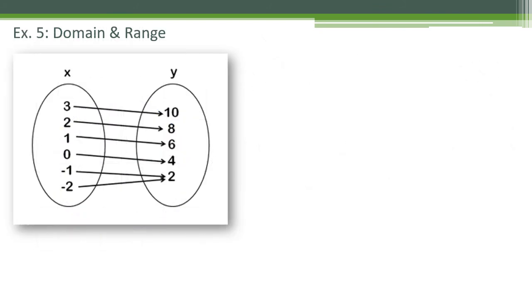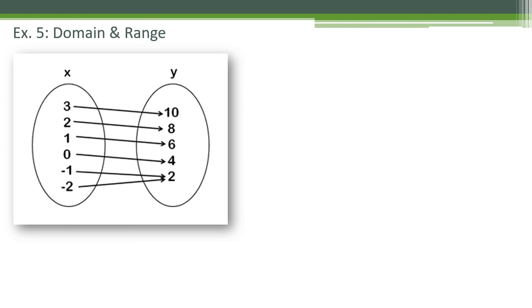Domain and range from a mapping diagram. Remember from your last lesson, this is a mapping diagram. So this just tells you the coordinates. So like 3, 10, 2, 8, 1, 6. So again, if you were to graph this, this is just graphing coordinates. You would not connect the dots. These do not connect. If they did, you'd have to have an infinite number of numbers inside each one of those ovals. So this only exists on the x, 3, 2, 1, 0, -1, and -2. And on the y, it only exists at 2, 4, 6, 8, and 10.